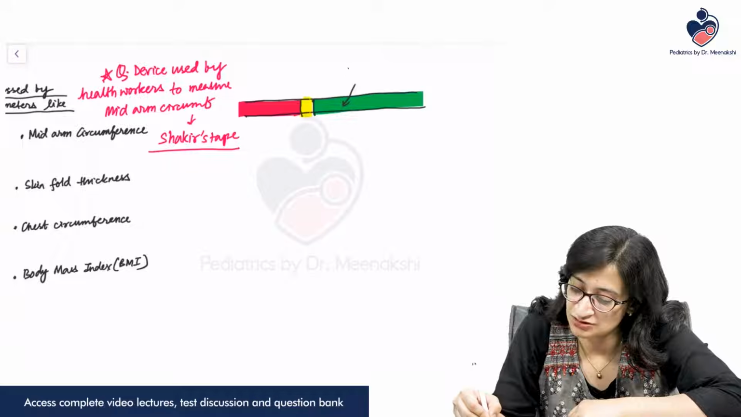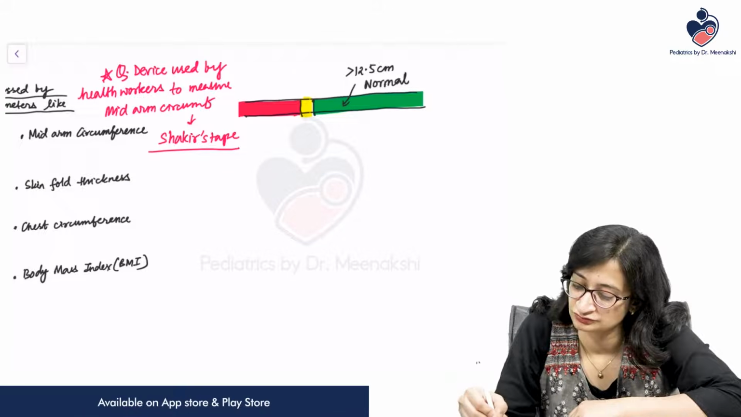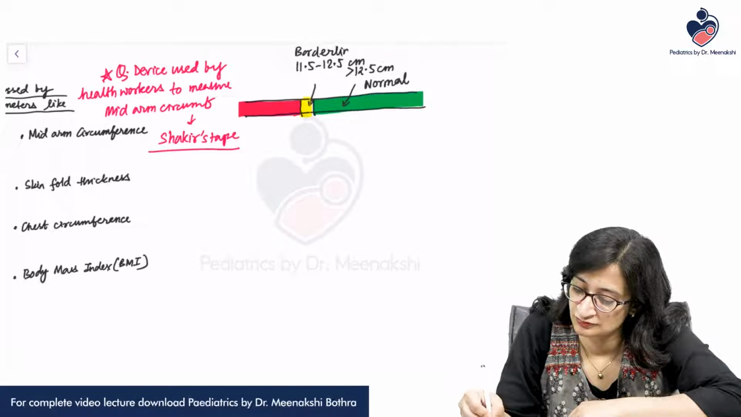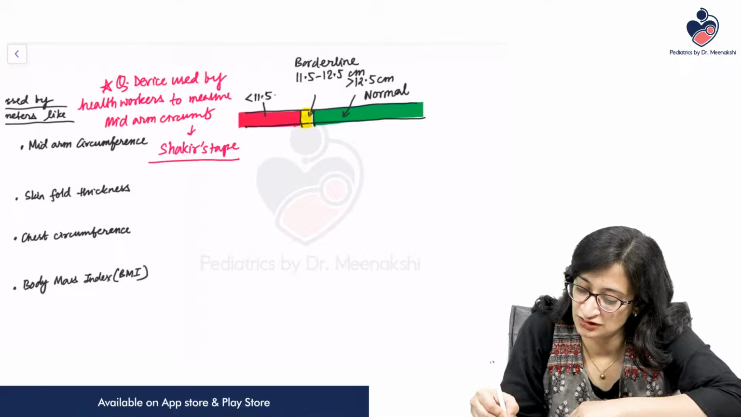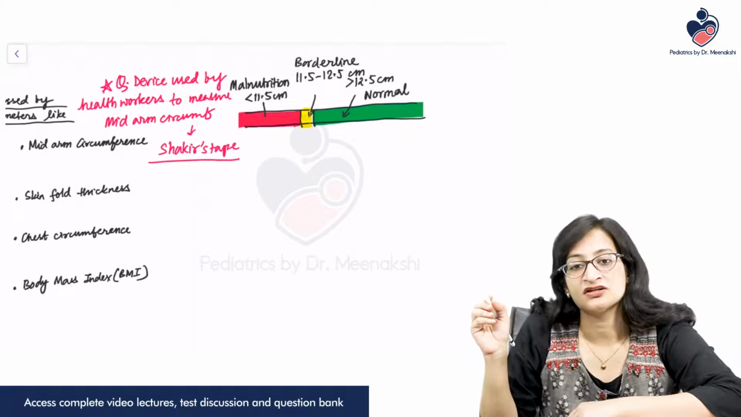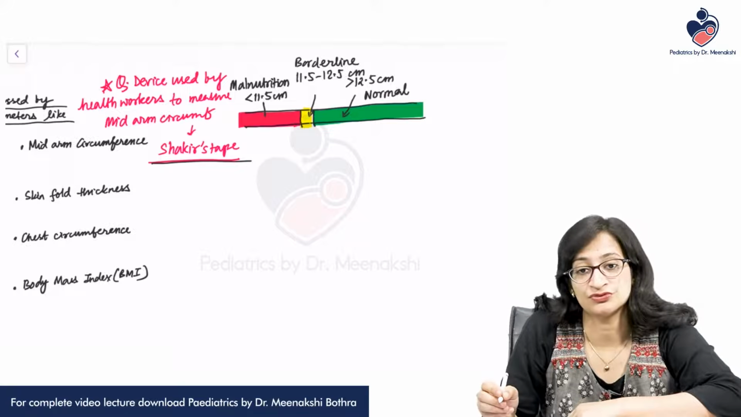So if the child's mid-arm circumference is more than 12.5 centimeters, it lies in the green zone and it indicates normal nutritional status. Yellow is between 11.5 to 12.5 and it indicates borderline. Right? While red zone is less than 11.5 and it indicates malnutrition. Okay. So that is the Shakir's tape which is used. Can come as an image-based question for you.